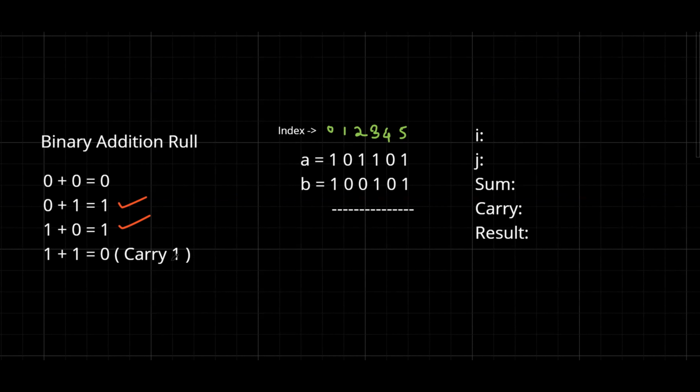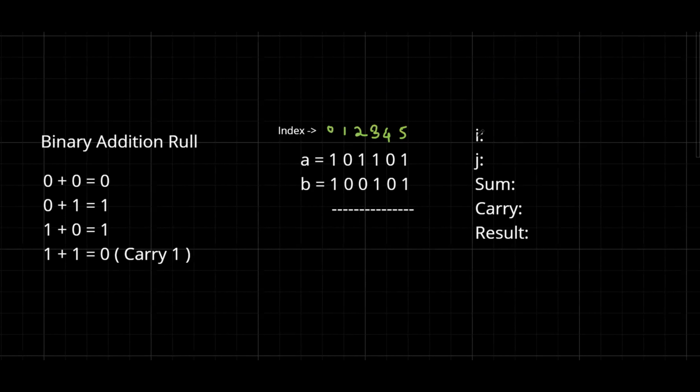Now let's see how you can solve this problem by using this rule. At first, let's consider one different example. The binary value of the first string is 101101 and the binary value of the second string is 100101, and this is the index number.